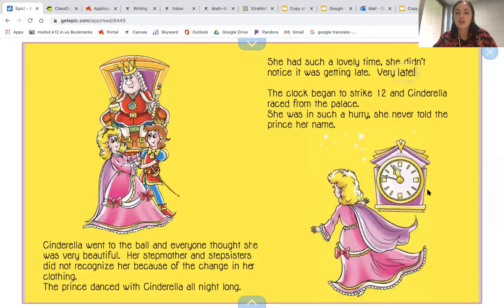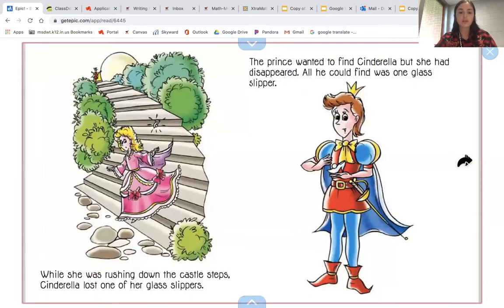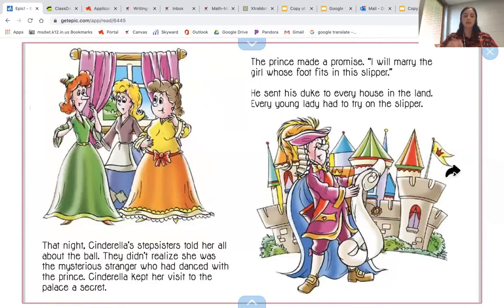The clock began to strike at 12, and Cinderella raced from the palace. She was in such a hurry she never told the prince her name. While she was rushing down the castle steps, Cinderella lost one of her glass slippers. The prince wanted to find Cinderella, but she had disappeared. All he could find was her glass slipper. That night, Cinderella's stepsisters told her all about the ball. They didn't realize she was the mysterious stranger who had danced with the prince. Cinderella kept her visit a secret. The prince made a promise. I will marry the girl who fits that slipper.